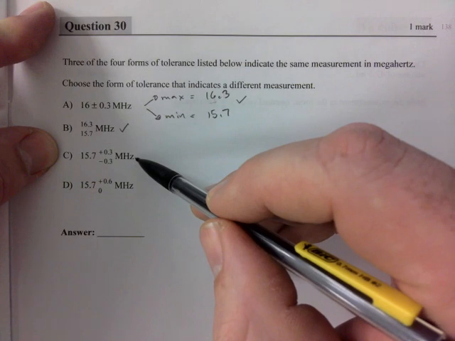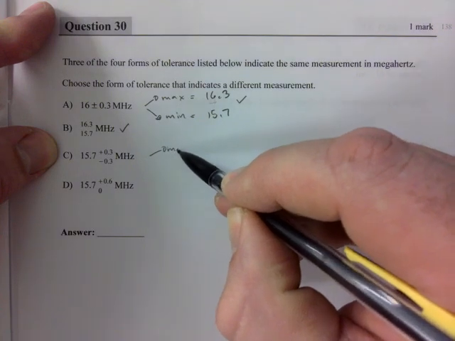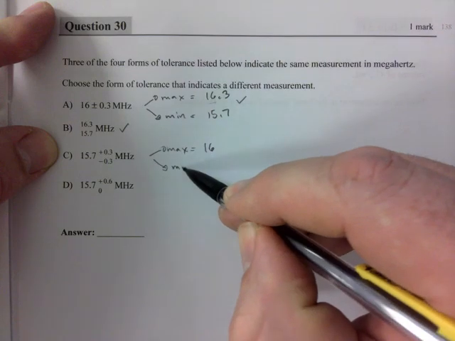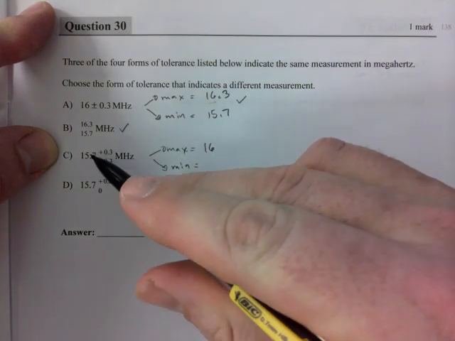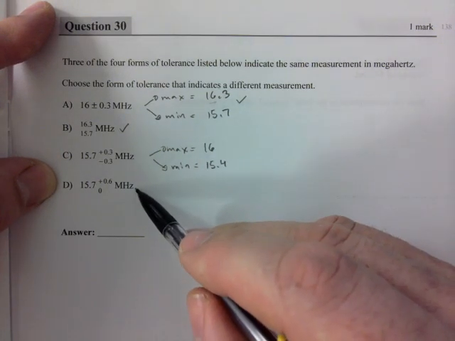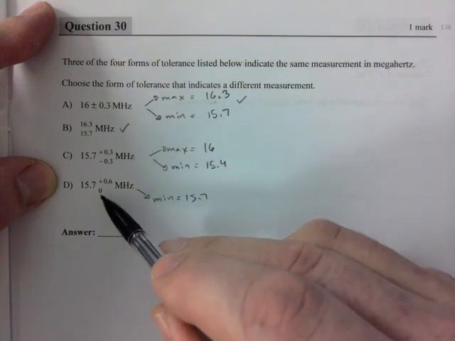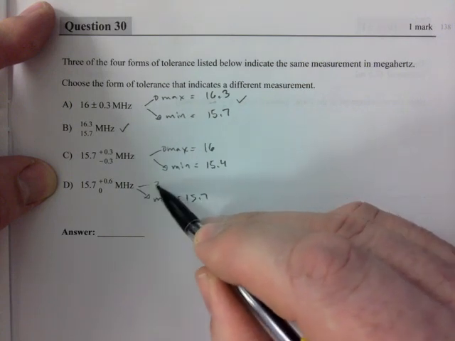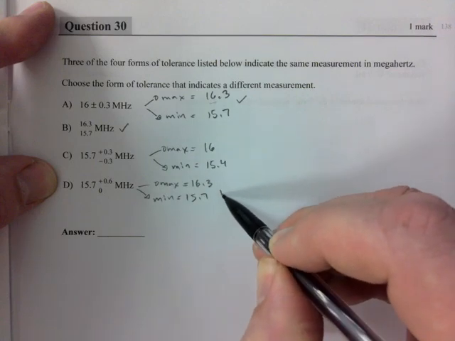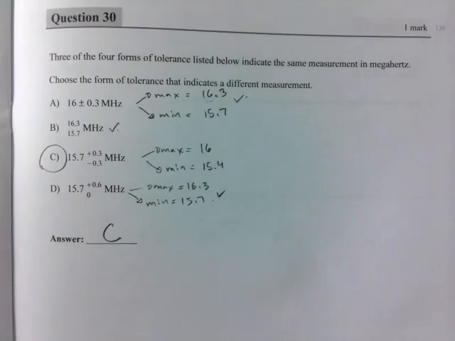Let's try C here. 15.7 plus 0.3, the max would be 16. Uh-oh, that's going to fail, right? The min would be 15.4. That one fails. I'm just going to keep going one more time to check. This one, the min would be 15.7 because I don't subtract anything, and then the max would be 16.3. So these three are all the same. C is the one that's different.